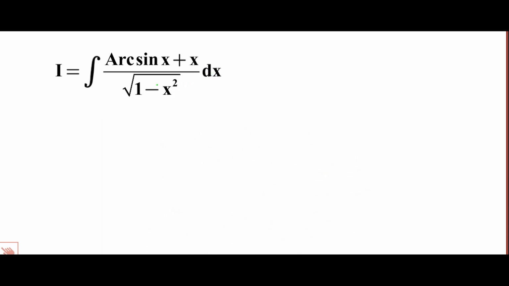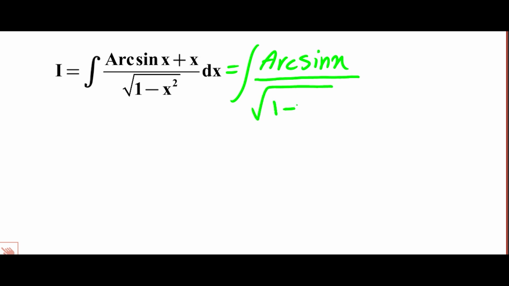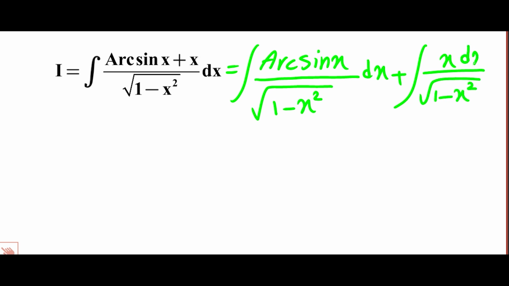It looks a bit intimidating at first, but the secret here is to break it down. We have two terms in the numerator, so let's split this into two separate integrals like this. The integral of arc sine of x over the square root of 1 minus x squared dx plus the integral of x over the square root of 1 minus x squared dx.